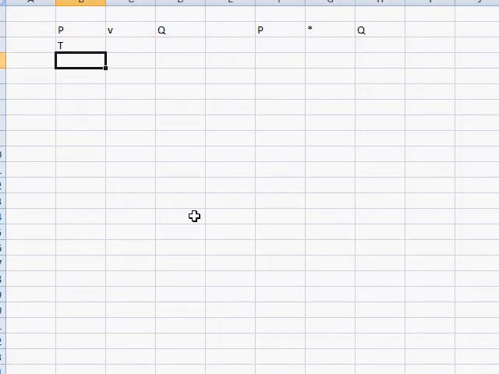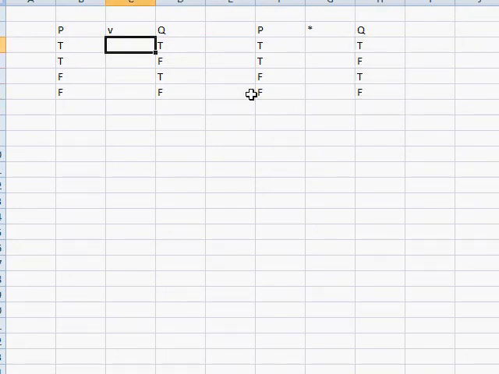So right here, true, true, false, false, true, false, true, false, true, true, false, false, true, false, true, false. Okay, so for the OR truth value, the OR operator is true whenever one of its disjuncts is true. In the first line, we get true. Second line, we get true. Third line, we get true. Fourth line, we get false.